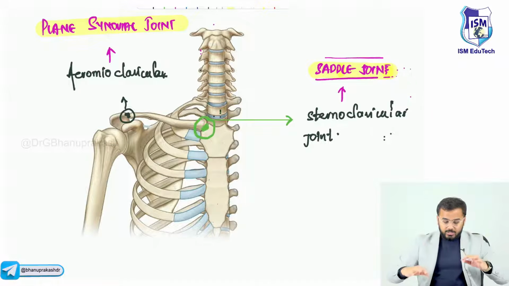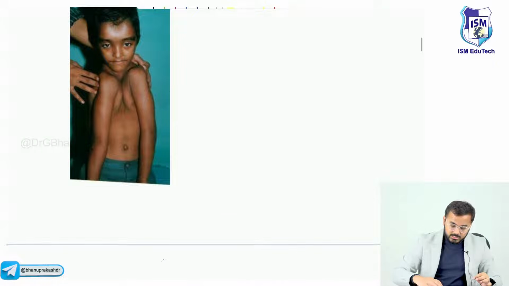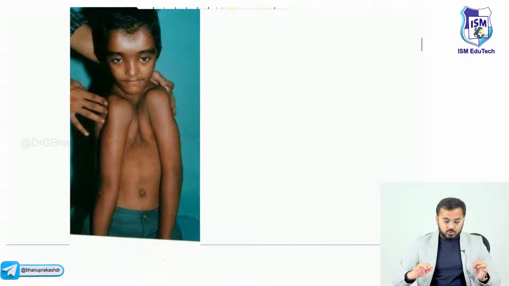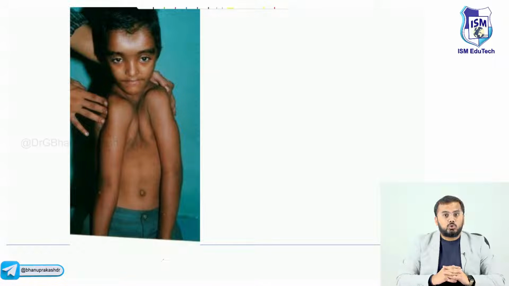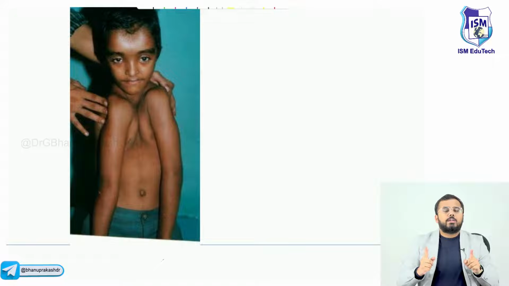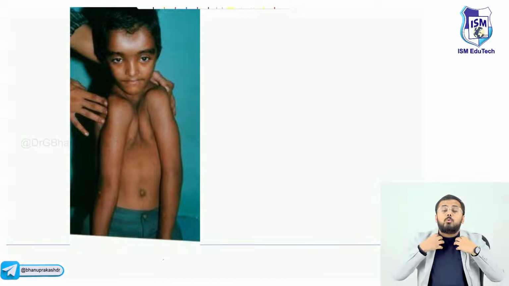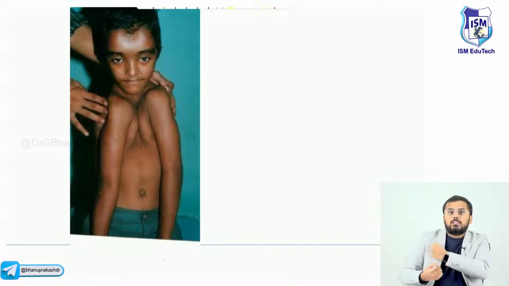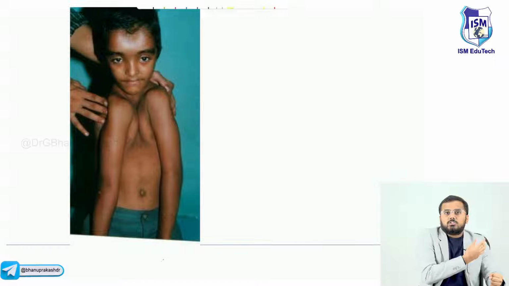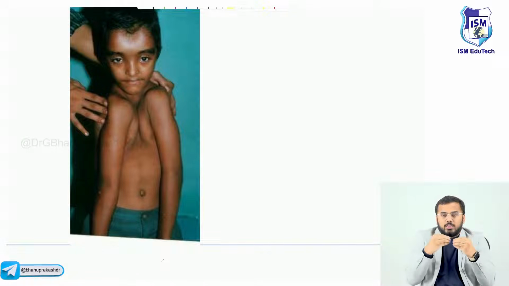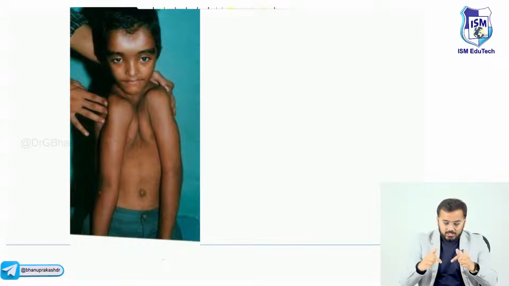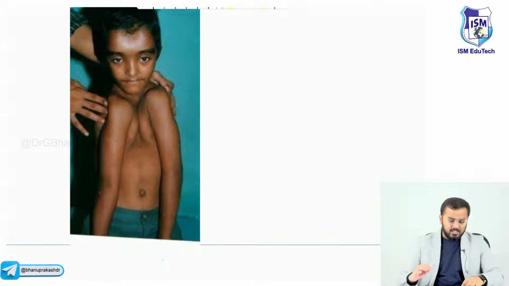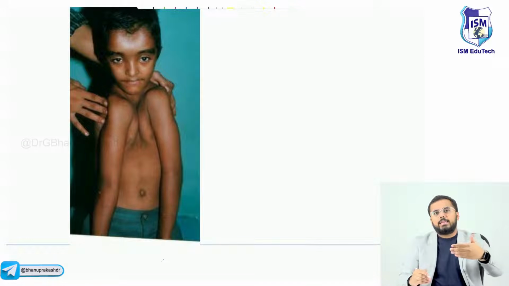So that condition, just look at the picture below. You can see that condition over here. It is called cleidocranial dysostosis. So what is cleidocranial dysostosis? Both the clavicles are absent by birth. When both the clavicles are absent, you see this muscle over here, the pectoralis muscle. This pectoralis muscle is pulling the shoulder like this, pulling the left shoulder like this. So both the shoulder tips meet each other in this picture, as you can see here, right?